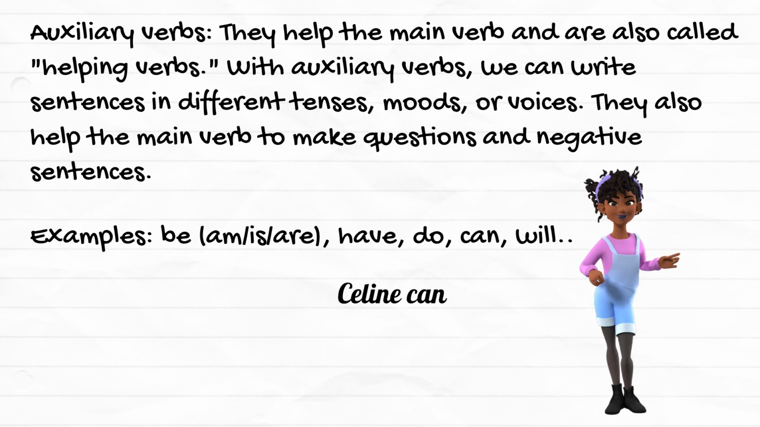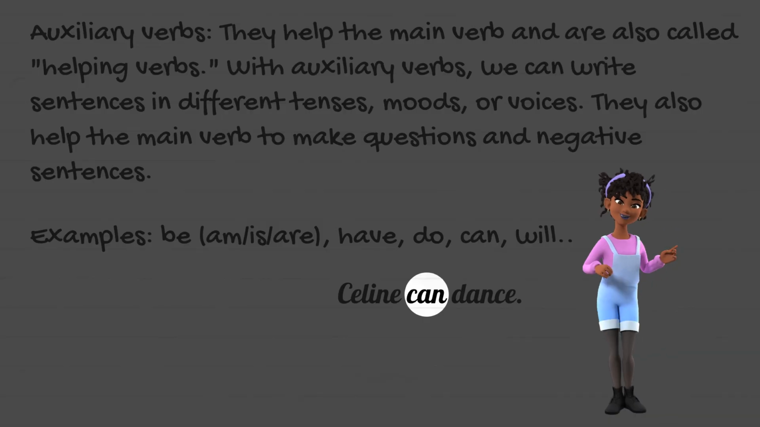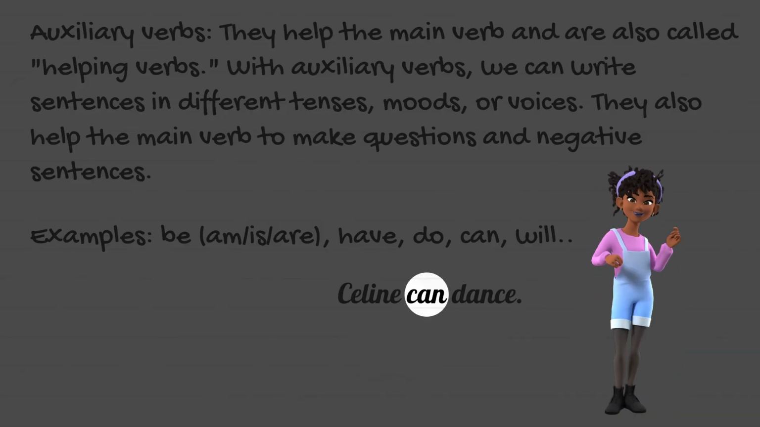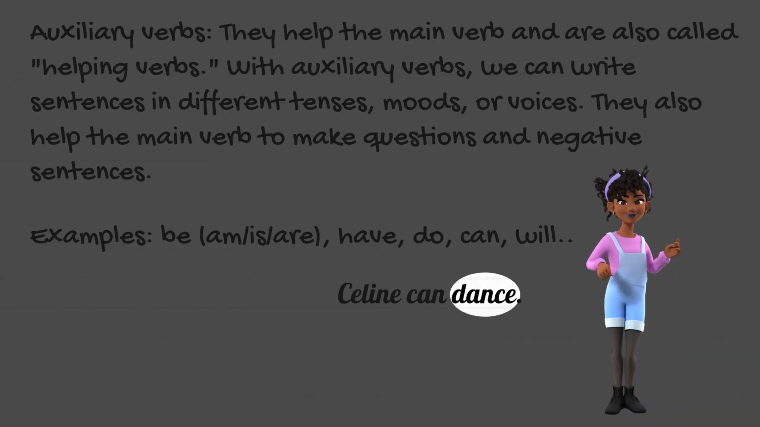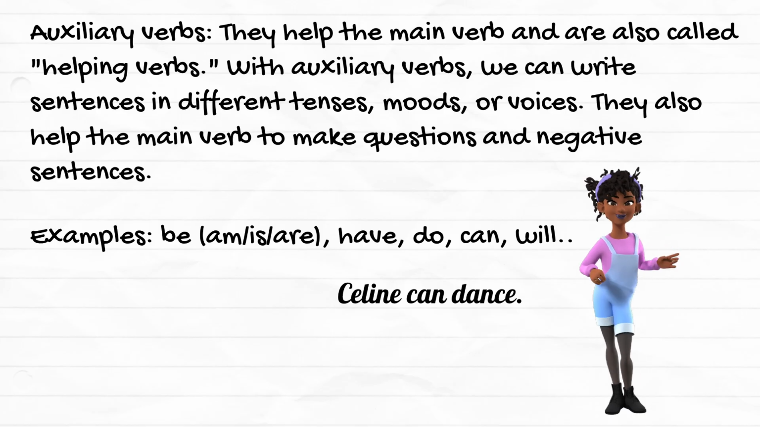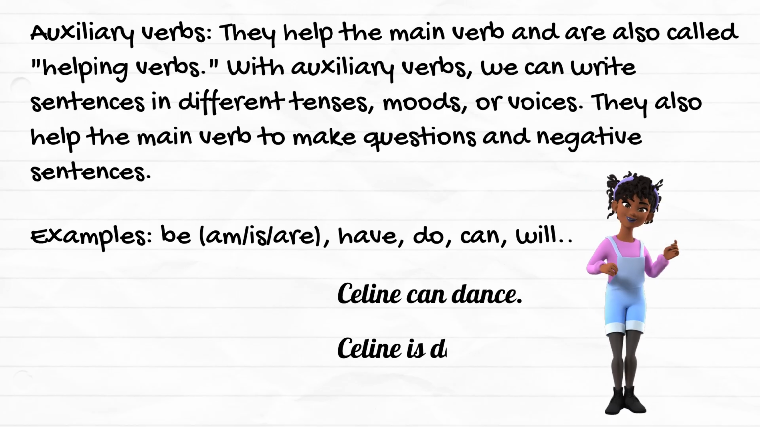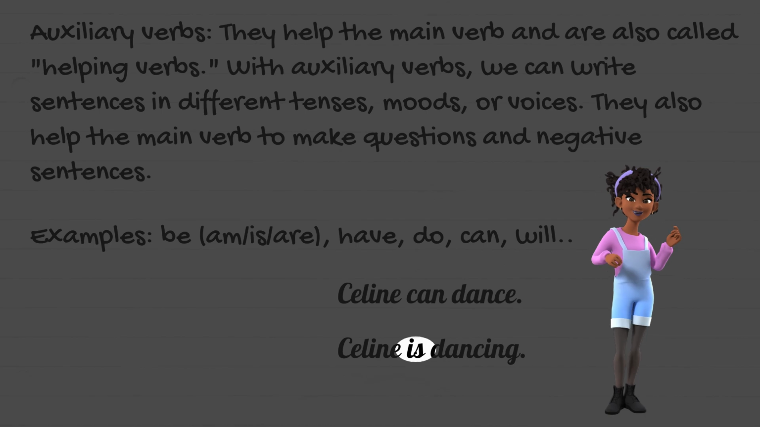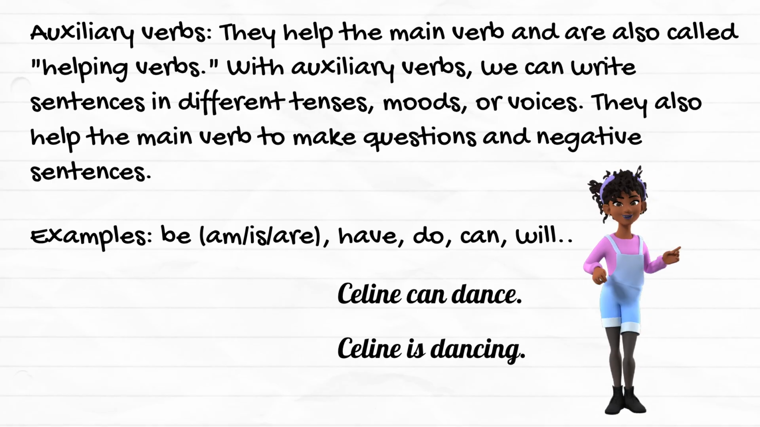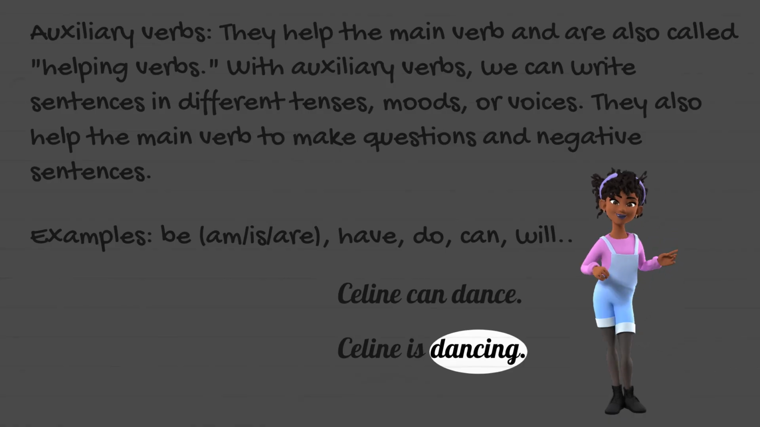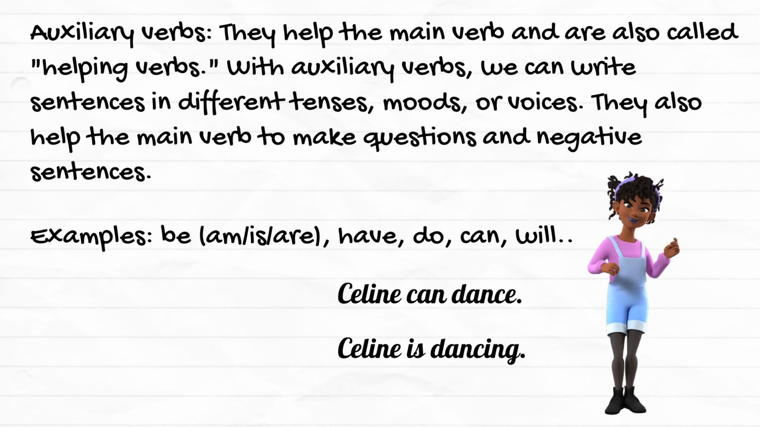Celine can dance. In this sentence, can is the auxiliary verb and helping the verb dance to give the meaning of ability. Celine is dancing. In this sentence, is the auxiliary verb and helping the verb dance to form the present continuous tense.